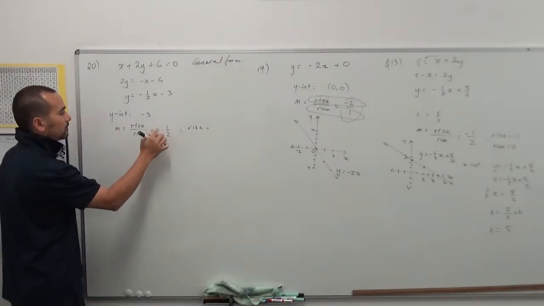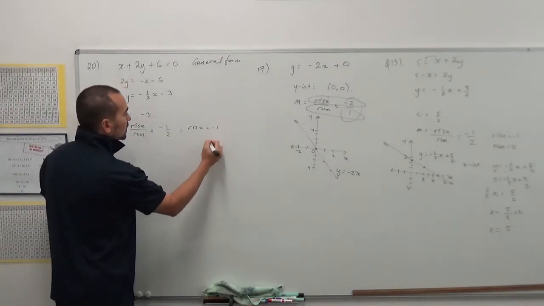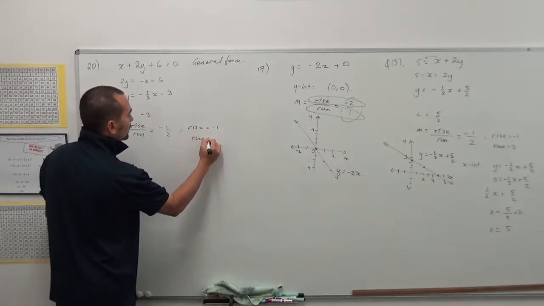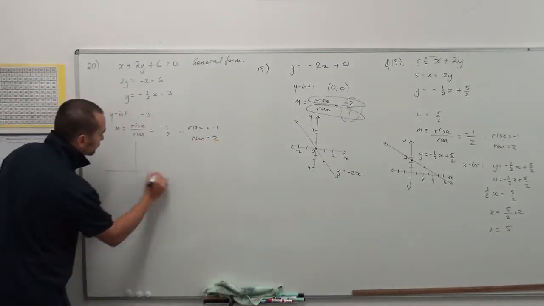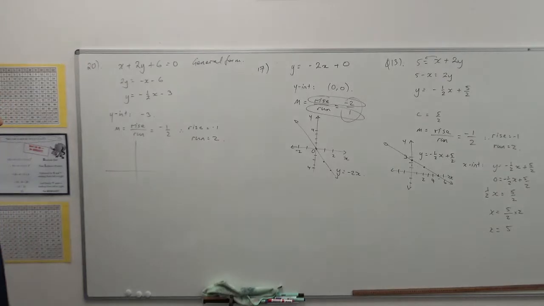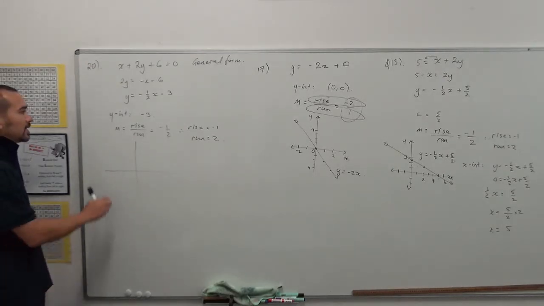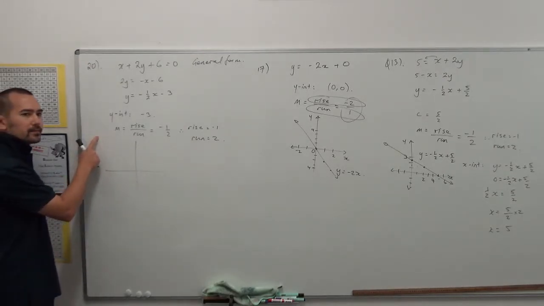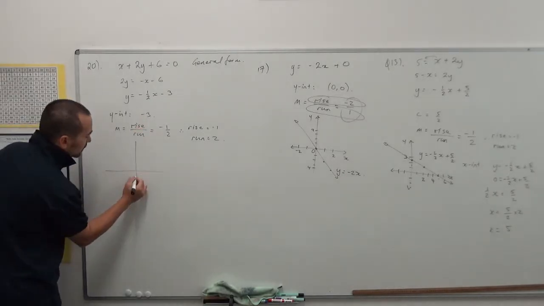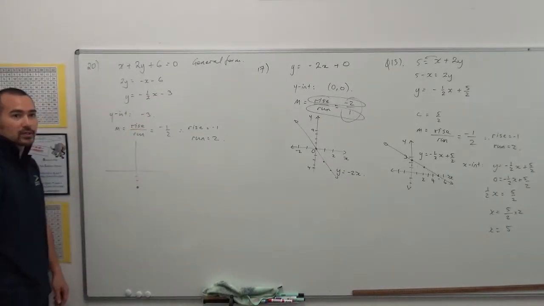So what's my rise, Pearl? I'll give you a hint. 1. -1. And what's my run? 2. Okay. Good. And we're ready to graph. So we start at the y-intercept or at the gradient? Y-intercept. Right, which is -3. 1, 2, 3. There's my first coordinate.